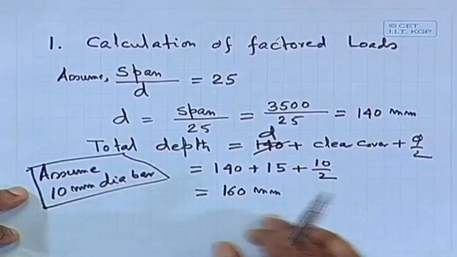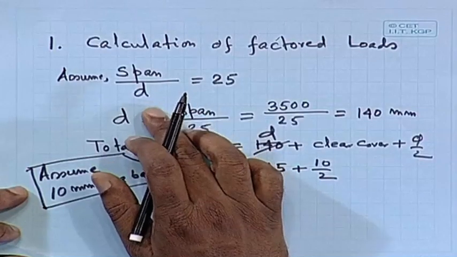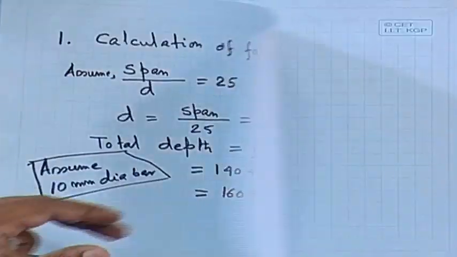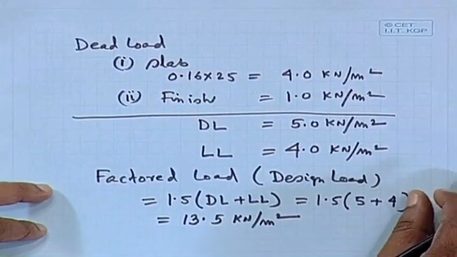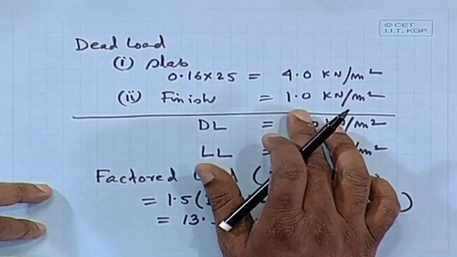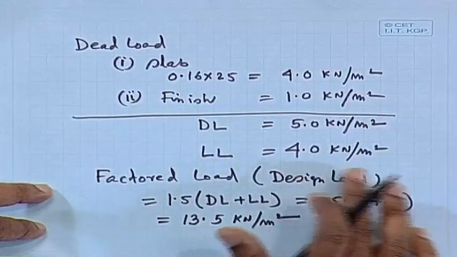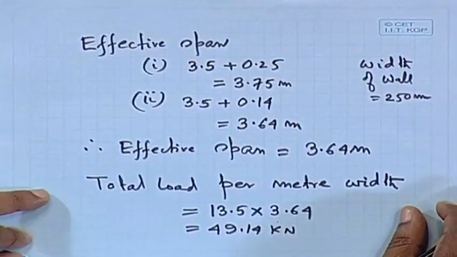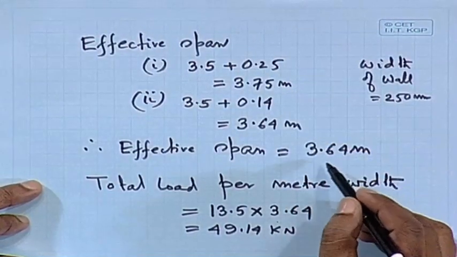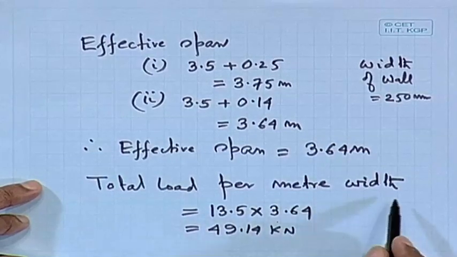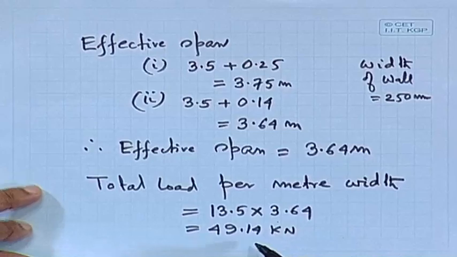Just to show you how far we have done so far. We have done the calculation of factored loads, step 1, on the basis of span by depth ratio. Next, we calculated dead loads on the basis of assumed thickness of the slab, and finish already we have taken 1 kilonewton per square meter, live load 4 kilonewton per square meter. We have calculated the effective span, the lesser of the two, that is 3.64 meter, and total load per meter width of the slab, that is 49.14 kilonewton.